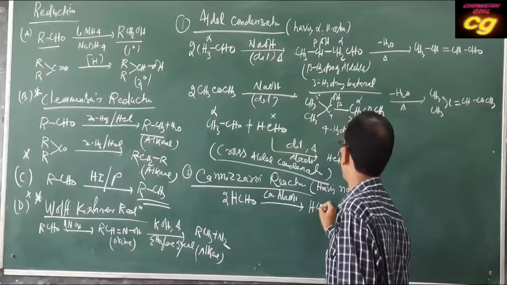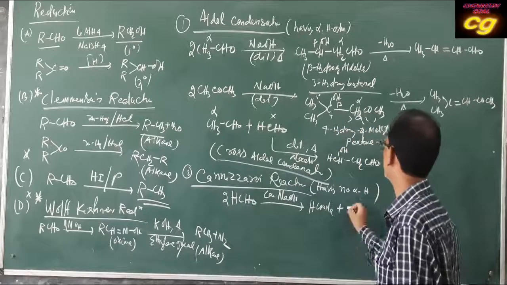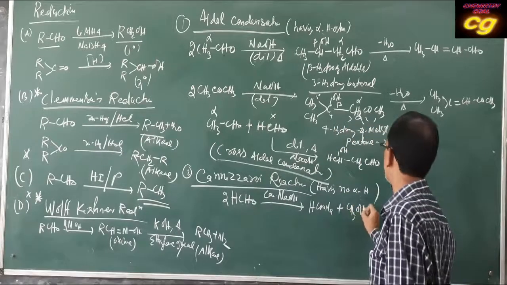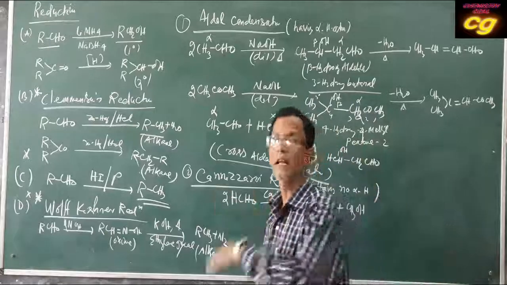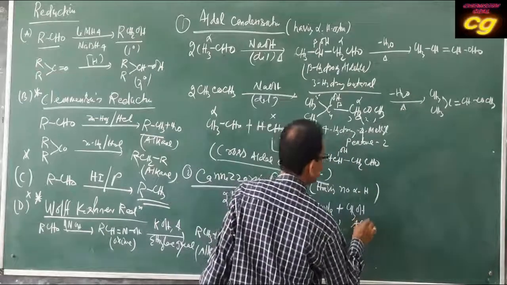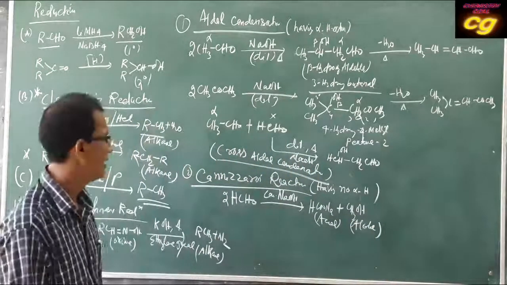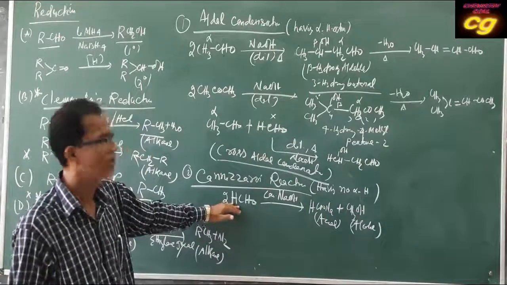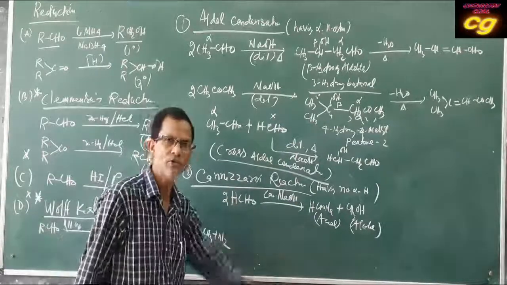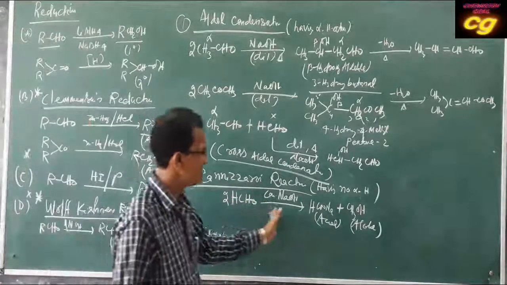What is the oxidized product of an aldehyde? That is the salt of the acid. Then the other will be reduced, giving methanol. So it always gives an acid and an alcohol. This is the acid, this is your alcohol. So one product is acid, one product is what? Alcohol. For which reaction? The Cannizzaro reaction. So the Cannizzaro reaction always produces an acid and an alcohol.